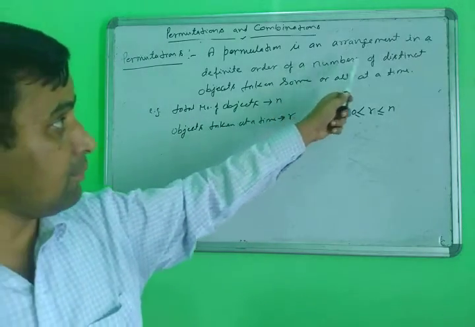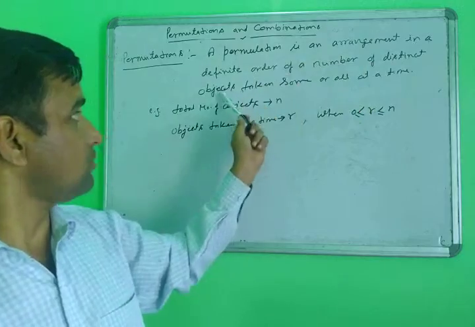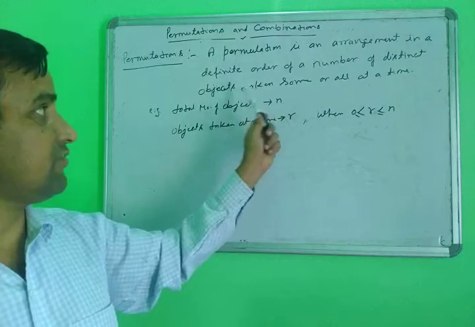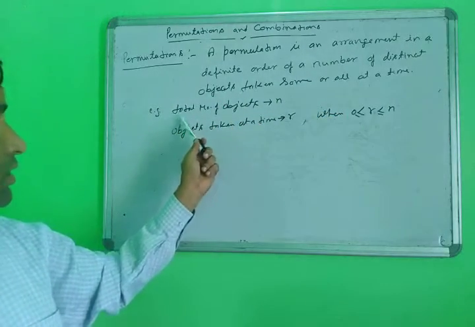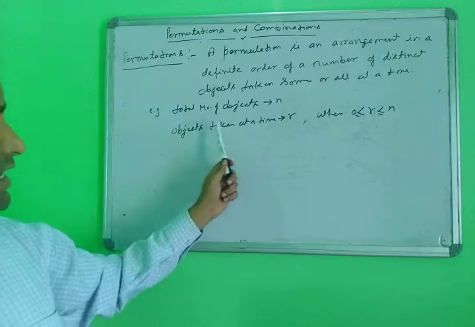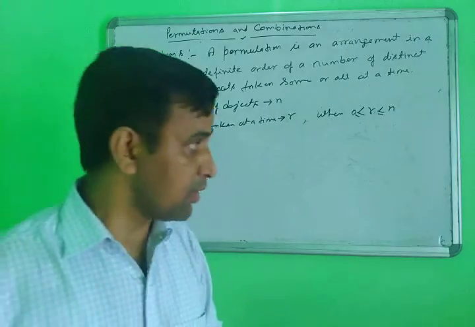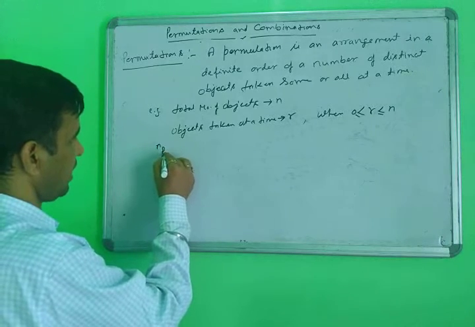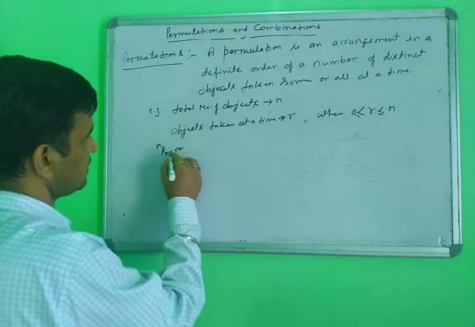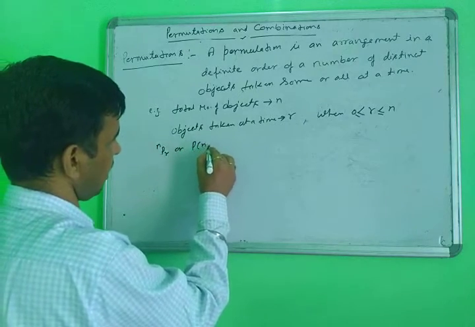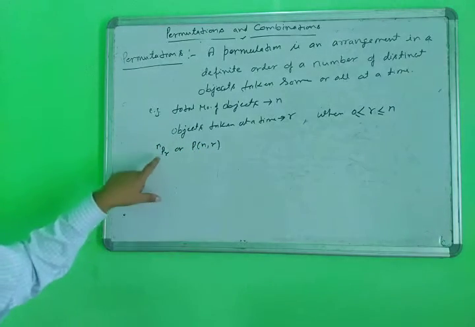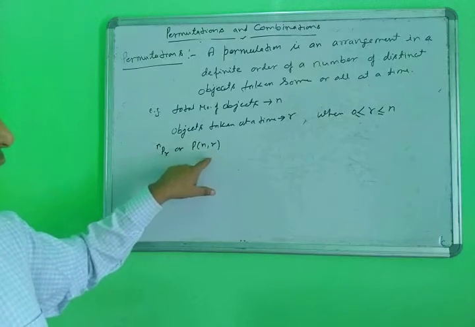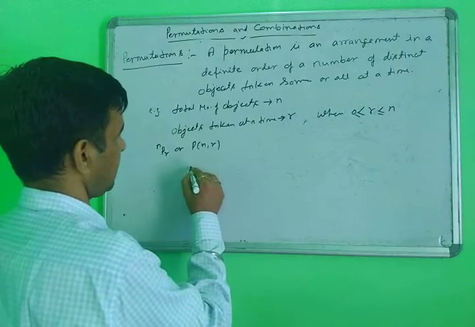So when a number of distinct objects are taken, in the first case all objects are of different kinds. The total number of objects is n, and the objects taken at a time is r. So what is the permutation of this? It is represented by nPr, otherwise you can write P(n, r). What is the meaning of nPr?